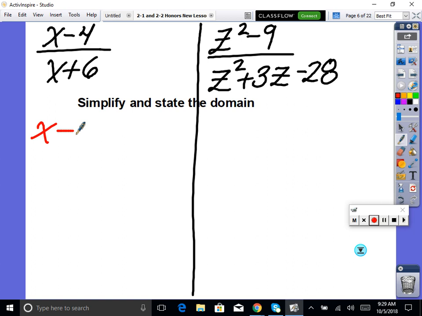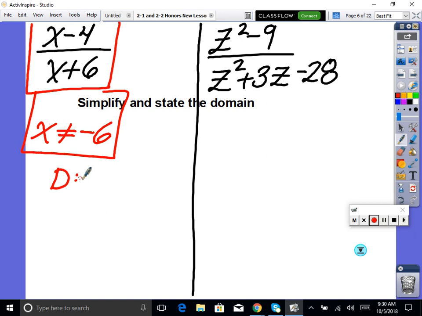Restrict first. X cannot equal negative 6. And then divide out exact factors. Can I divide those out? No. Nope. So nothing divides out. We would never divide across addition and subtraction. So that's our answer. And then our domain would have been all real numbers except x just can't be negative 6. Pretty straightforward stuff.